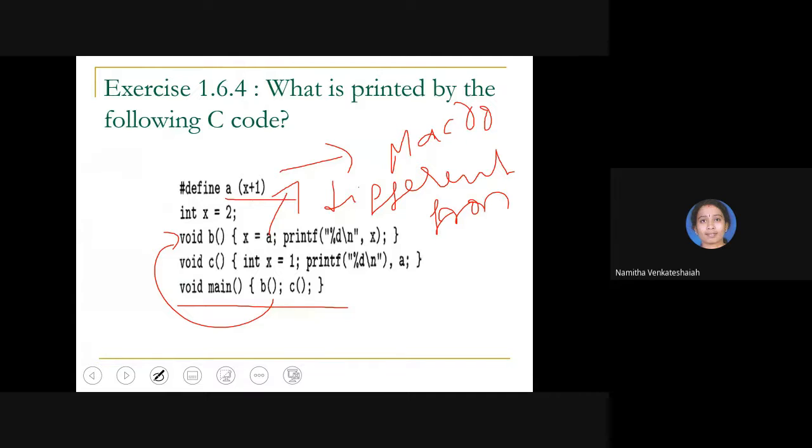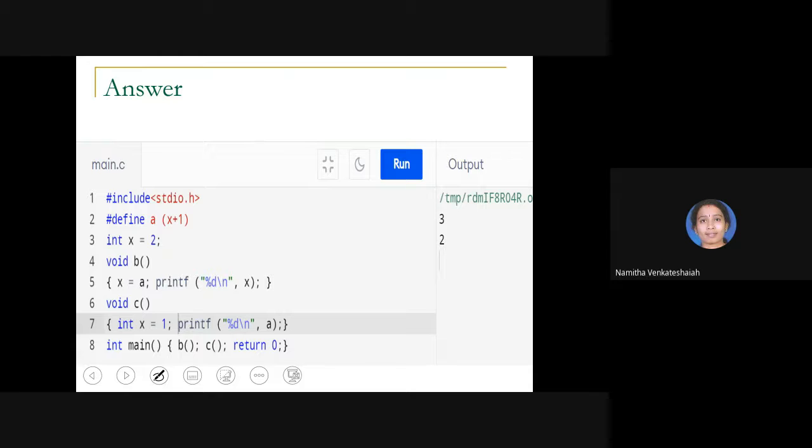So 2 plus 1 will be 3. So this will return 3. And similarly, when I'm calling function C, there is a local declaration. So whenever there is a local declaration, x will be 1. So 1 plus 1 will be 2. So that's what we have here, 3 and 2.